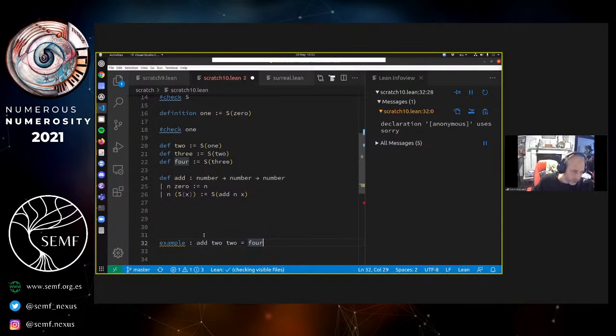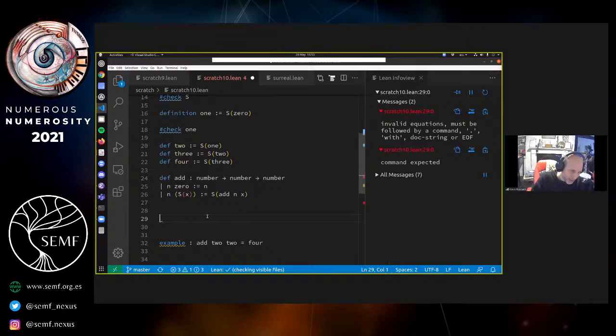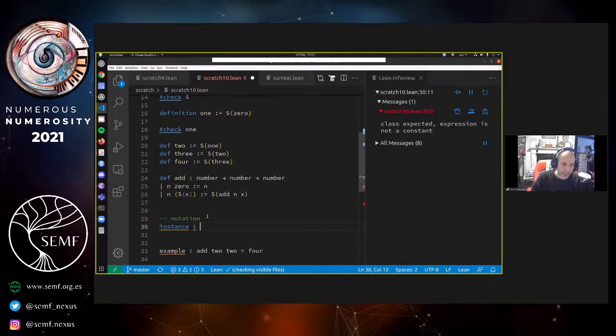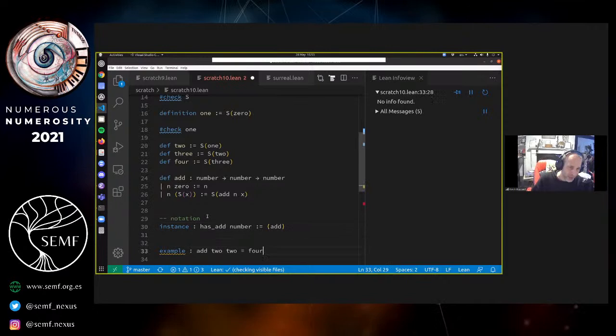You see, we can check add 2, 2. Let me define the notation. Instance has add number. Add there. I've told it, so there we go. So now we can use our normal notation. 2 add 2. There. 2 add 2 is 4.